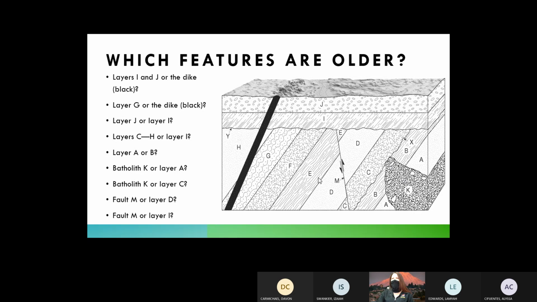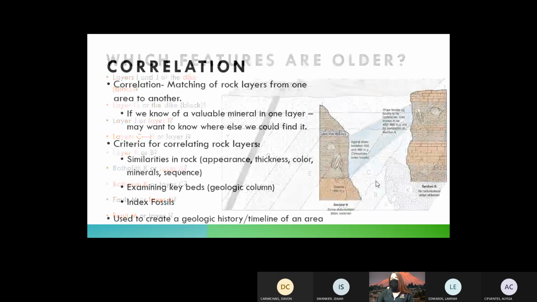All right, fault M, which is this guy right here with the arrows, or layer D, which is this one. Which one's older? Good. The answer is D. You can't have a fault line through a layer if that layer doesn't exist. And lastly, fault M or layer I. Which one's older? M. Very nice. We have the fault, something happened, there was some erosion, and then layer I got put down on top of everything.